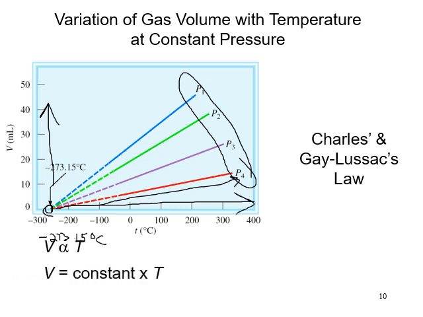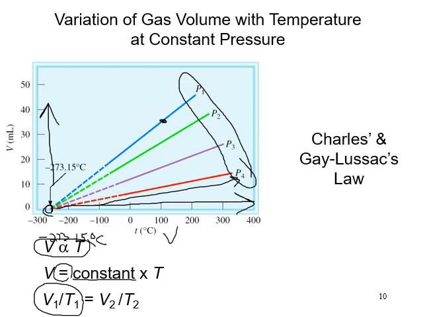So volume is proportional to temperature. This is a direct relationship when you see it like this. To make it an equal sign, you have to put a constant in there. That constant can be anything. In this experiment, you would take a volume and a temperature and divide them. That's the constant. You can choose any volume and temperature, like I choose a volume and temperature up here on this one. That's going to be a constant.